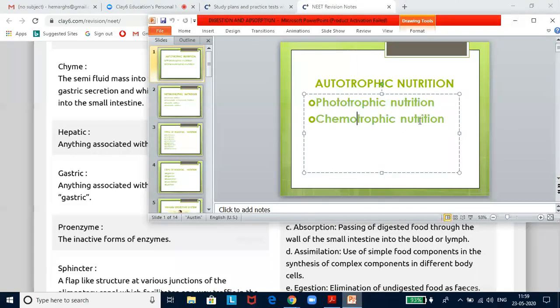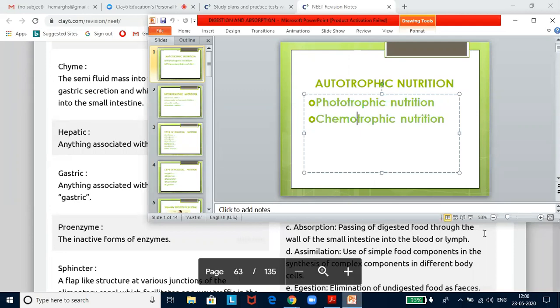Autotrophs are the organisms that prepare their own food, and you know that autotrophic nutrition is seen in plants. Now chemotrophs are the organisms that depend upon inorganic substances and utilize these inorganic substances to prepare their own food. You have already seen that phototrophs use light, and chemotrophs use energy from the inorganic substances. Now let us look into heterotrophic nutrition.